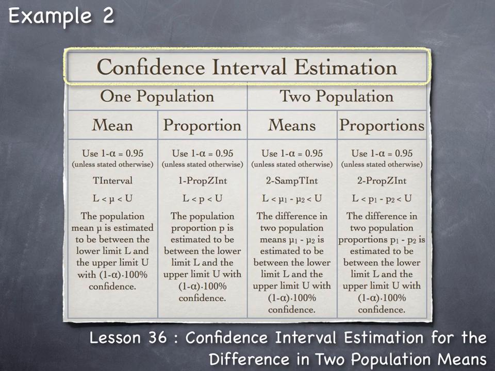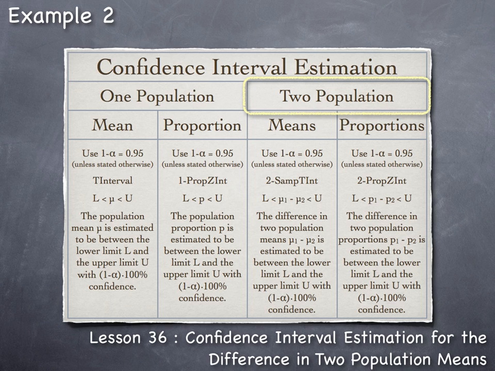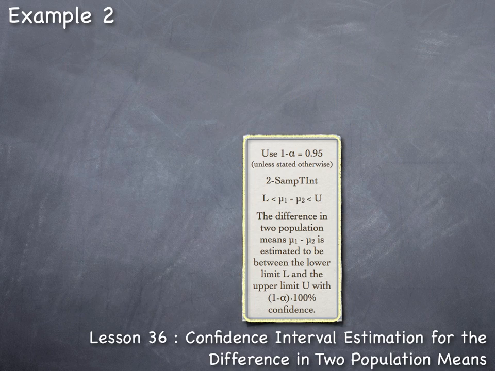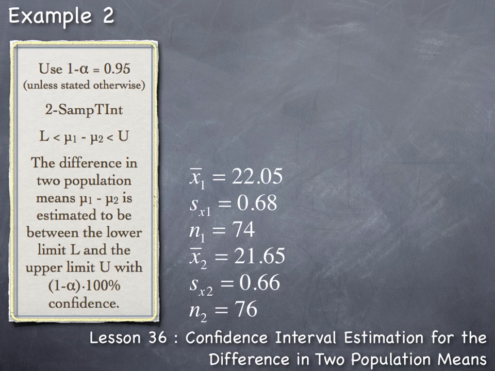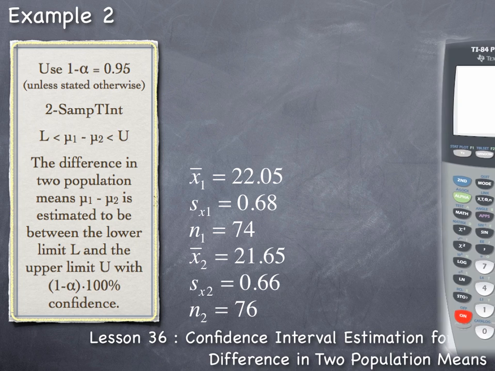So we'll be doing a confidence interval estimate for two population means. We use the following steps to guide us through the construction of our confidence interval estimate. Starting with selecting 1 minus alpha, the confidence level, we'll be using the customary 0.95. Next, 2-SampTInt is the command on the TI-84 calculator that we use to construct our confidence interval. But to do this, we need our sample statistics. So, using our sample statistics and the 2-SampTInt command, we do the following.